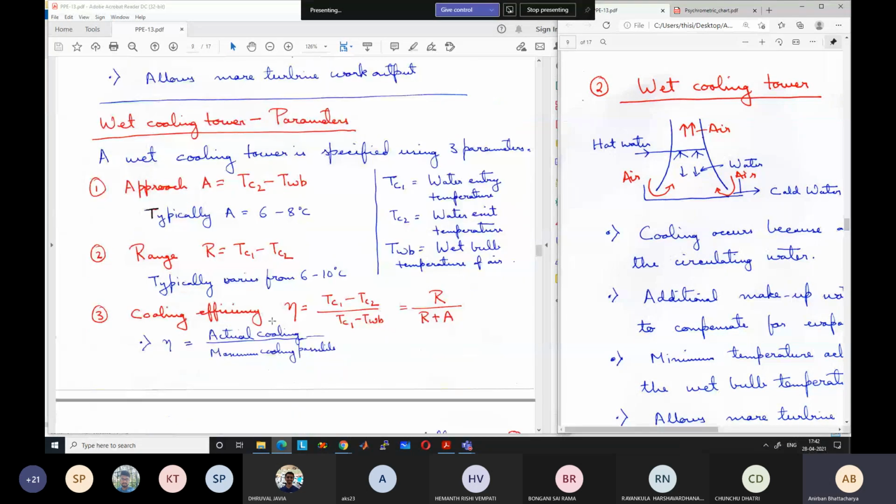So we can define an efficiency of the cooling tower in terms of how much cooling is actually achieved divided by how much cooling was theoretically possible. The actual cooling achieved is TC1 minus TC2, which is equal to the range of the cooling tower. This is the cooling that we are actually obtaining. So in our example, this is 30 minus 20, so 10.